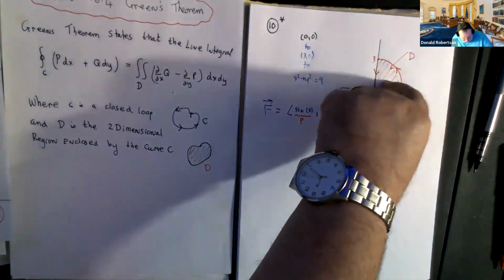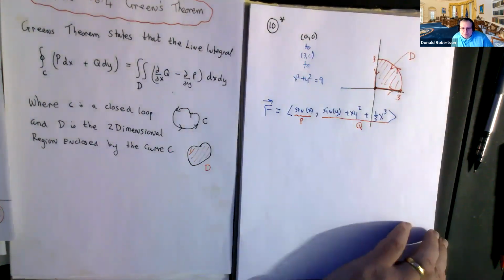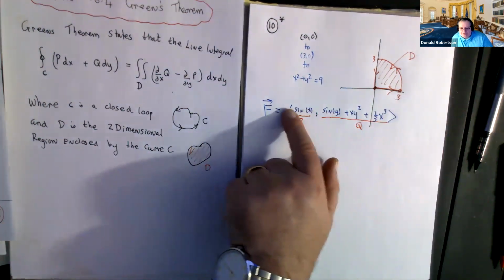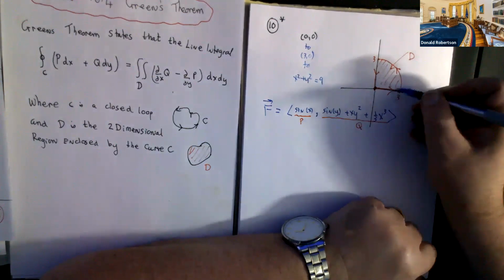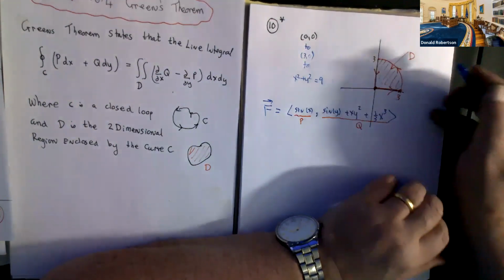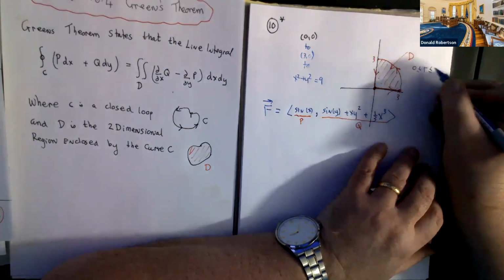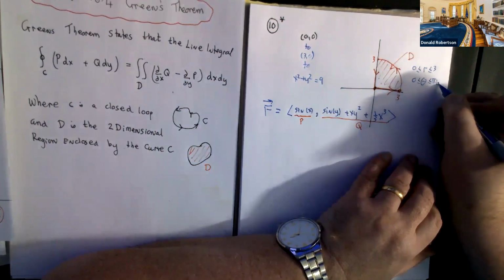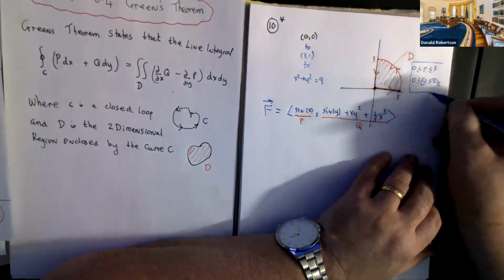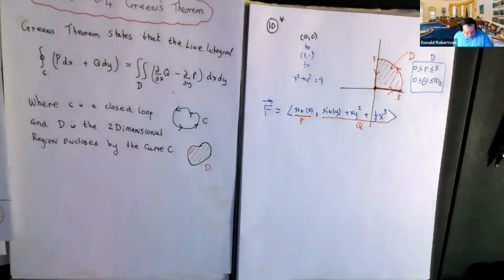Now, since the region D is part of a circle, that makes me think it would be a good idea to rearrange this question in terms of polar. So here goes. If you want to draw this region in terms of polar, you're going to do r is 0 to 3, and theta is going to be 0 to pi upon 2. And now I have the region D in polar.